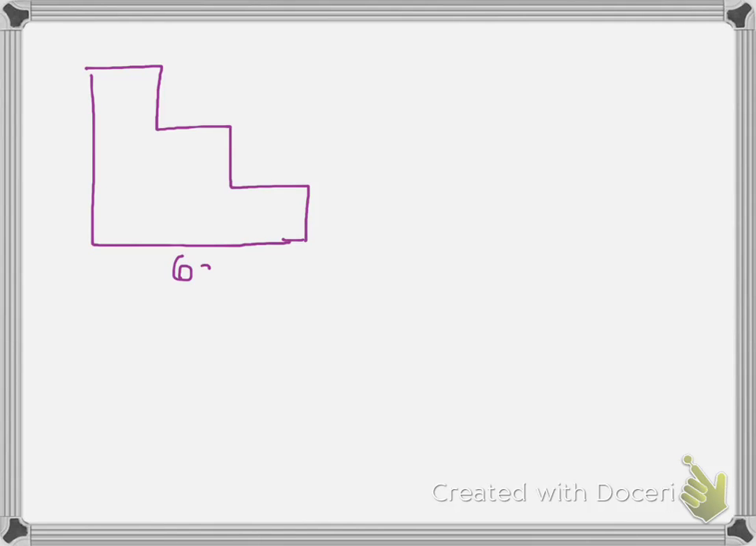So in this example, I have a figure, and this figure looks like this. Looks like a set of stairs. And on this figure, I'm saying that this distance is 6 centimeters. And I'm saying this distance is equal to that distance. I'm saying that this distance is 2 centimeters, which is equal to each of these steps. And I want to find the total area.